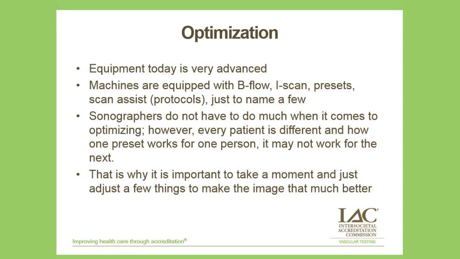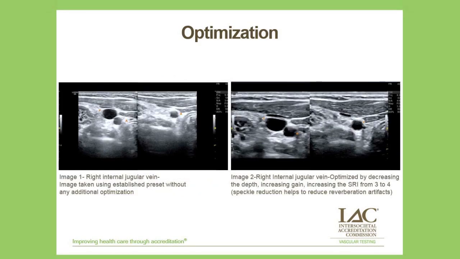So at your facility, you might have presets set up, carotids, venous, abdominal presets, and then you turn that preset on, you scan your patient, and you don't change anything throughout the entire exam. But you can't do that for every patient. So it's set up to help you get started, but we still need to do some optimization throughout the study. That's why it's important to take a moment and just adjust a few things to make the image that much better. So here's a couple of examples.